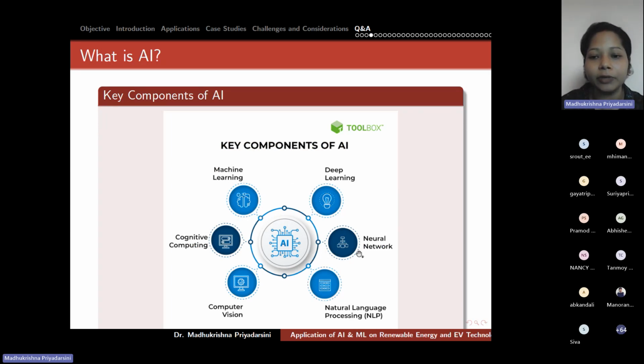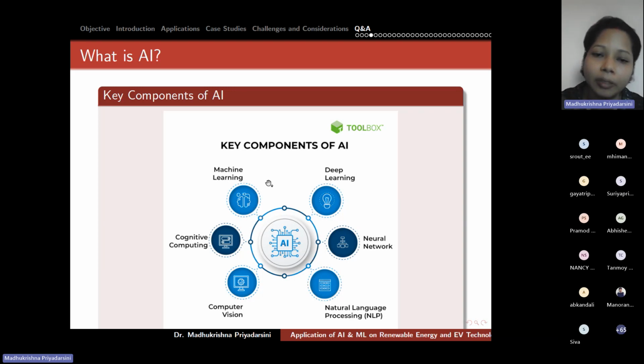The key components of the AI field are machine learning, deep learning, neural networks, natural language processing, computer vision, and cognitive computing. Cognitive computing is the higher stage of all these things I have mentioned, like machine learning, deep learning, and neural networks. These are single areas of research, or single fields that we implement to find the output. But cognitive computing comprises all these fields.